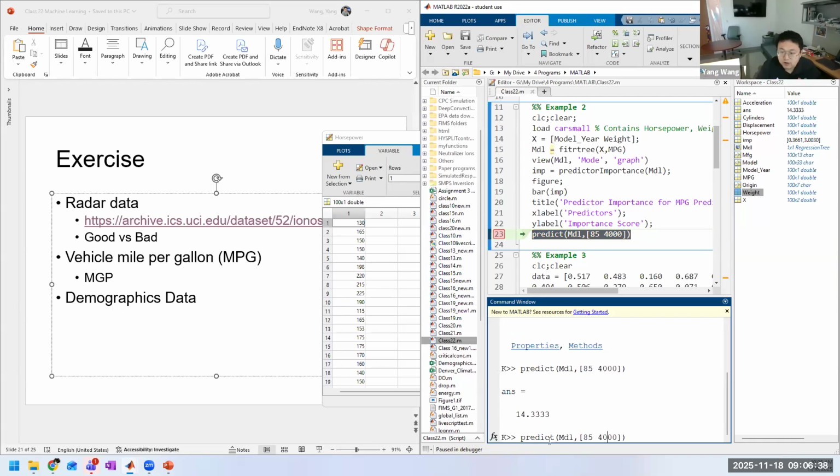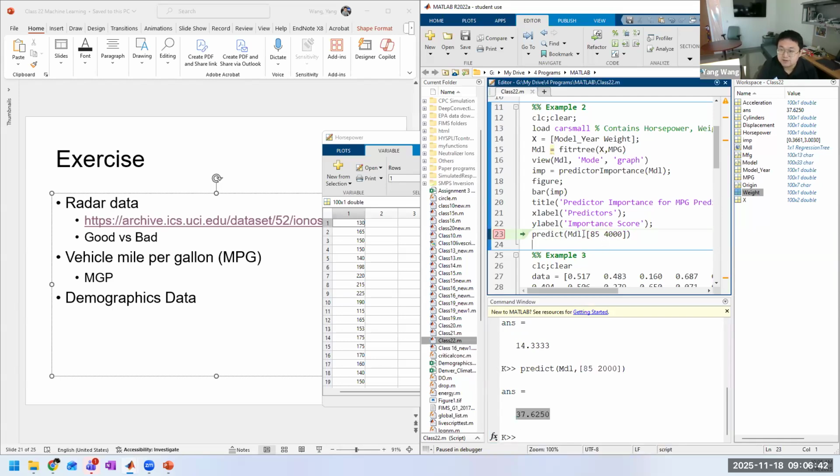14.333, which is quite small. But if you have a lighter car, then you're going to have a higher miles per gallon. So this is how we can use the model to predict the result of a regression problem.